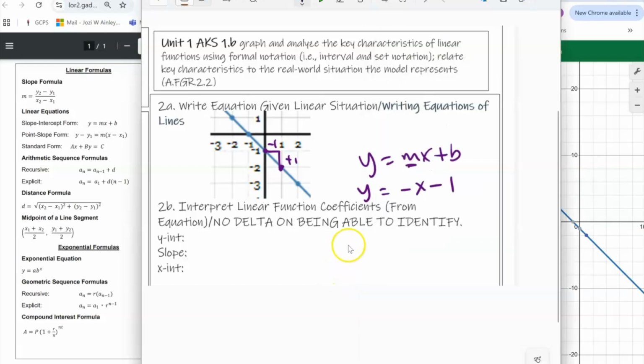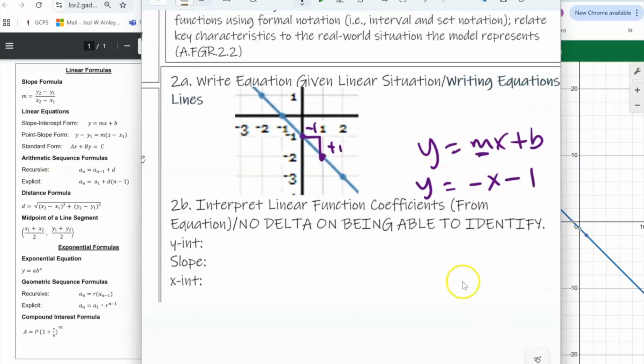All right, so in the test, you'll have a second part of the question, which will be to interpret linear functions from an equation. So there's no Delta Math on being able to identify. You just have to be able to identify what these things are. So what did I find my y-intercept to be? This is my y-intercept right here. My y-intercept was negative 1. What is my slope? This is my slope right here. My slope was negative 1.